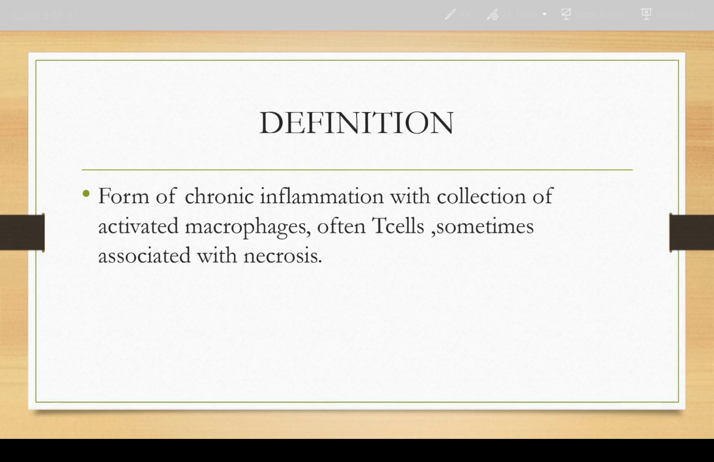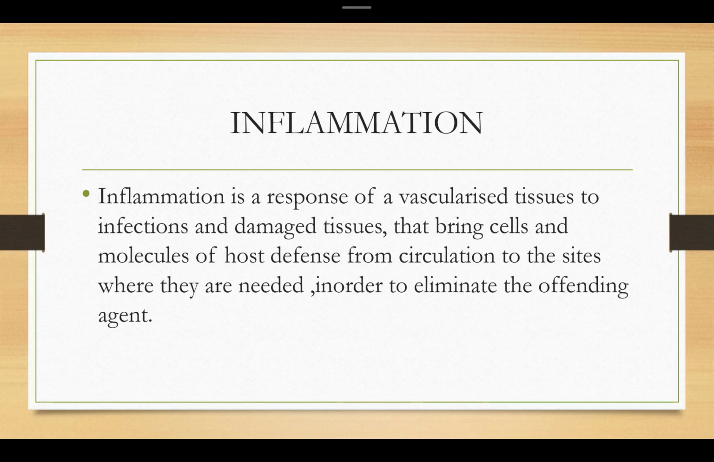It is a form of chronic inflammation with a collection of activated macrophages, T cells, and sometimes it is associated with necrosis. We all know that there is acute inflammation and chronic inflammation. So it is a type of chronic inflammation with a collection of activated macrophages, T cells, associated with necrosis. So what is inflammation?